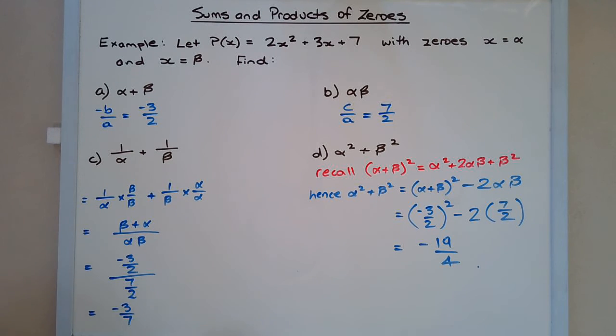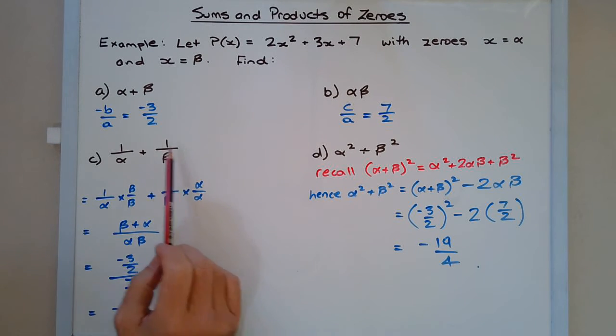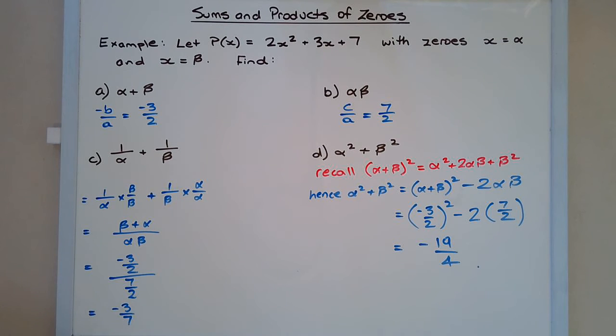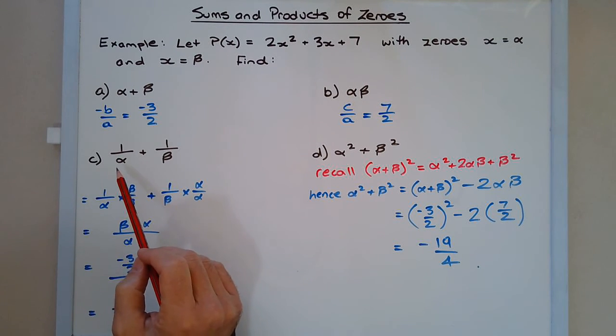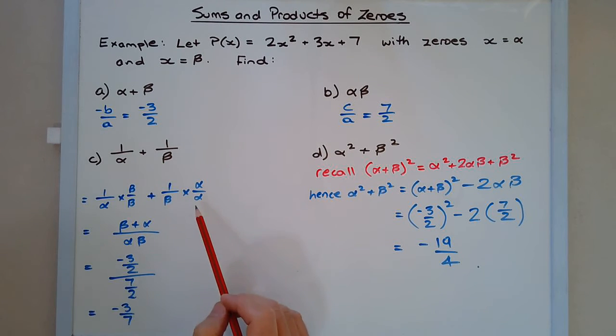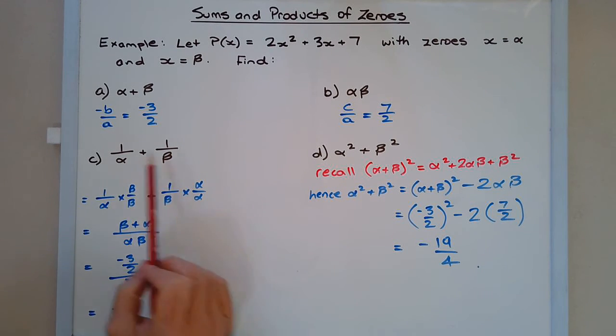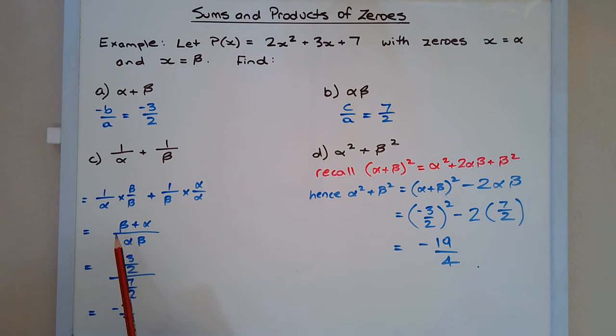Now C, 1 on alpha plus 1 on beta, we need to rearrange this fraction or somehow work with this fraction so that we end up with expressions involving alpha plus beta and alpha beta, because those we do know the value of. So what we're going to do is express the sum of these fractions as a single fraction by multiplying the 1 on alpha by beta on beta and 1 on beta by alpha on alpha. So we end up combining these two fractions and it becomes beta plus alpha, or alpha plus beta, over alpha beta. Now alpha plus beta we know the value of, that's negative 3 on 2, and alpha beta is 7 on 2, and dividing those two fractions together we end up with negative 3 over 7.